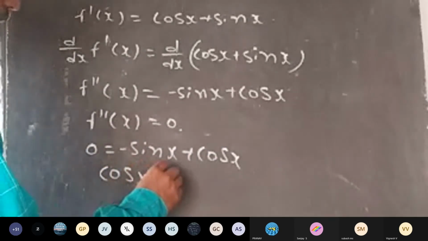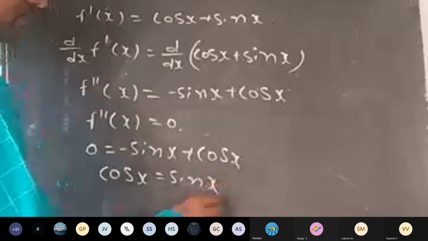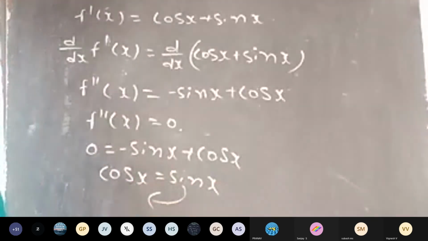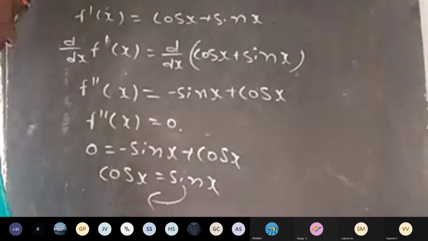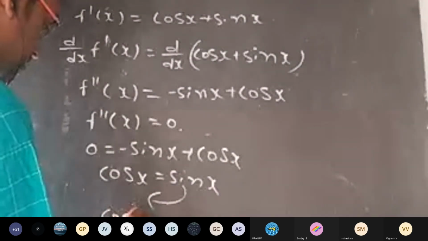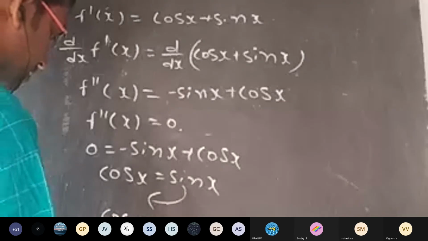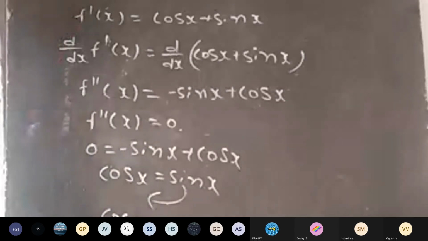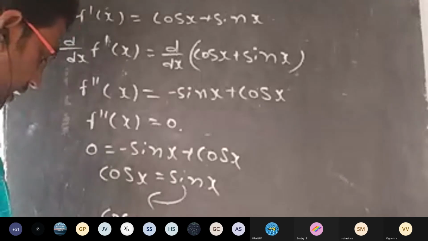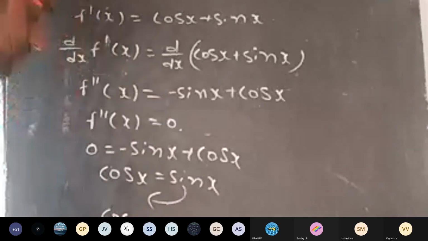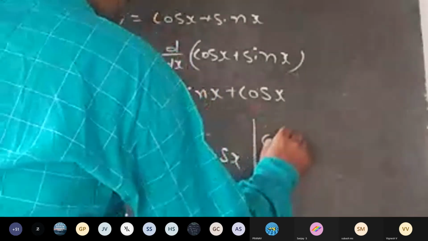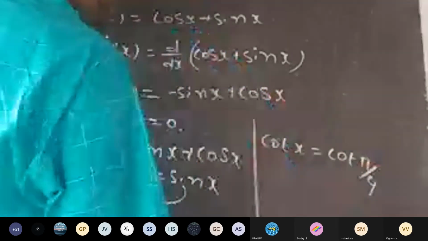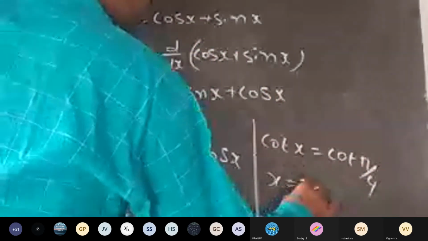So cos x is equal to sin x, you can write. If you write cos x by sin x or sin x by cos x, that is your wish. So cos x by sin x is equal to 1. Cos x by sin x means cot x, cot x equals 1. Cot of pi by 4 is 1. So x is equal to pi by 4.